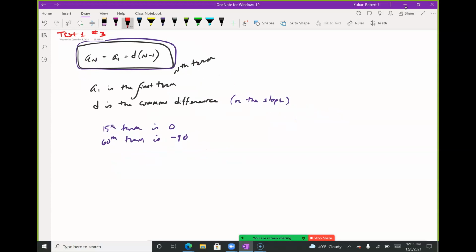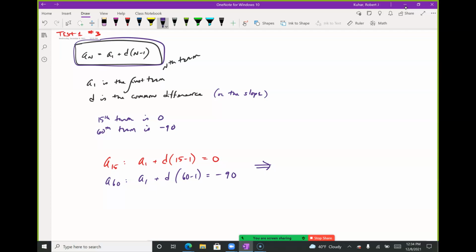Yep. So a sub 15 gives me a sub 1 plus d times 15 minus 1, because remember, that subscript is my index, equals 0. And a sub 60 is a sub 1 plus d times 60 minus 1 equals negative 90. So from those two pieces, I'm going to be able to solve for two variables, because I've got two unknowns and two equations. So I can simplify them a little bit now. a sub 1 plus 14d equals 0, and a sub 1 plus 59d equals negative 90.